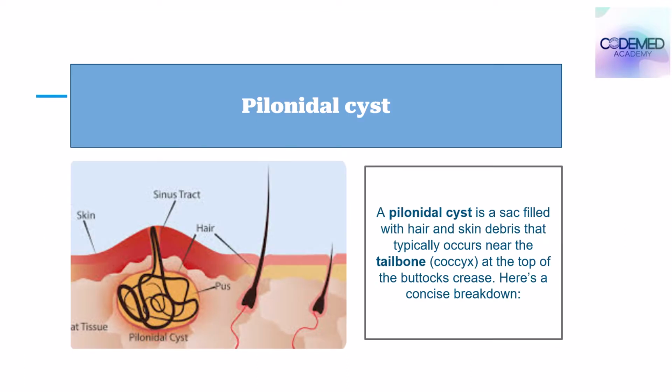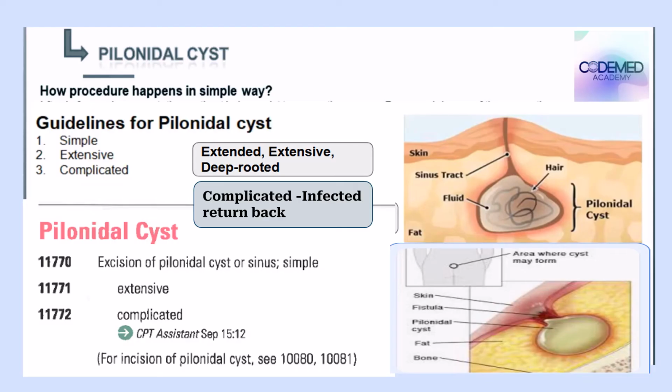Next, we are going to talk about pilonidal cyst. It is a sac-like structure which is filled with hair and skin debris that typically occurs near the tailbone at the top of the buttocks area or the crease. And here is a concise breakdown. So as far as the pilonidal cyst is concerned, we have three categories. The first is excision of the pilonidal cyst, simple, then you have excision of the pilonidal cyst extensive, and excision of the pilonidal cyst complicated.